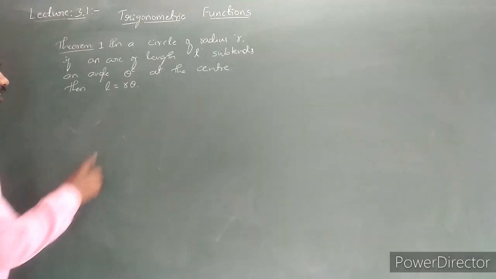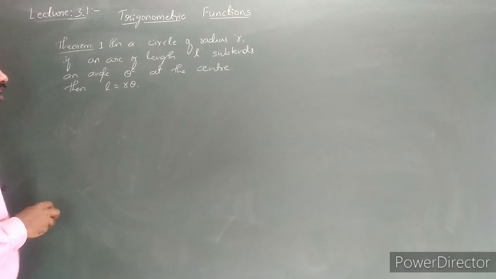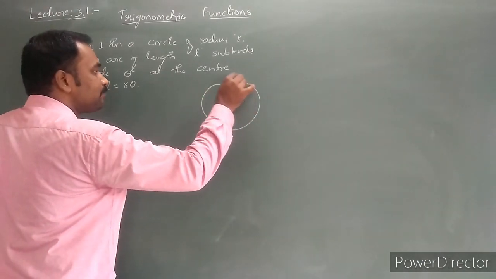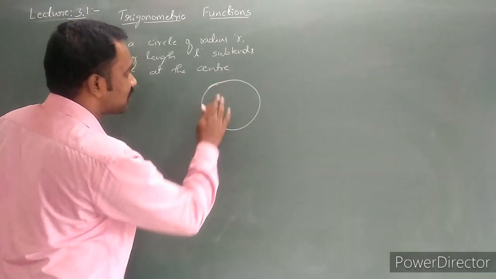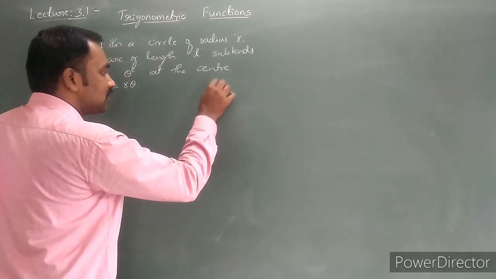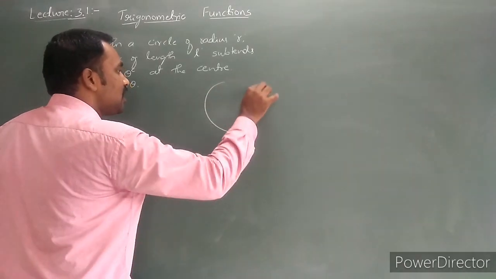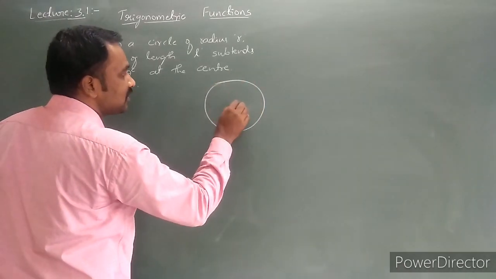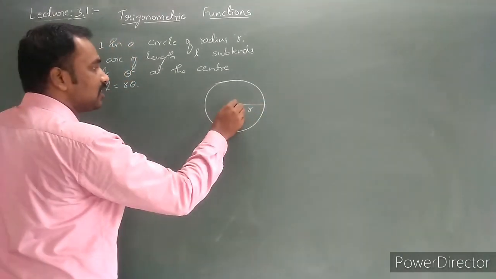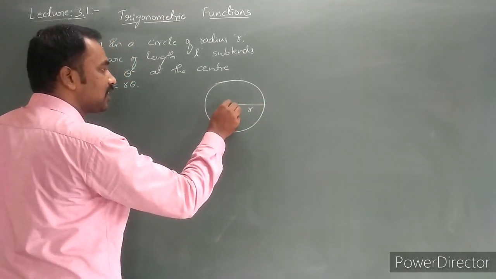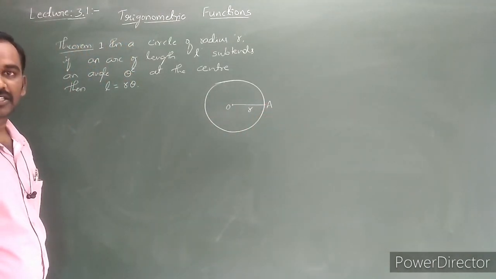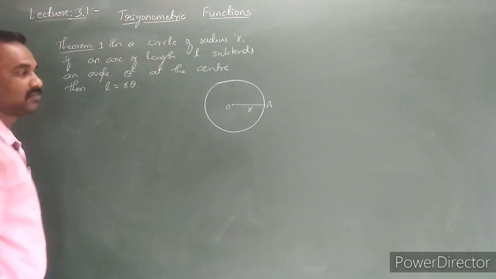Okay. Now here L is equal to r theta. What is the given thing? The circle is given. In the given circle, r is the radius of the circle. The center of the circle I denote as O. OA is the radius of the circle, r is the radius of the circle.